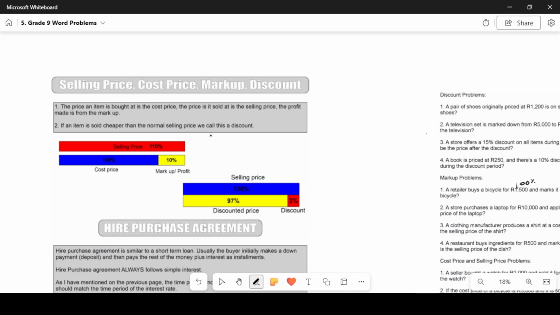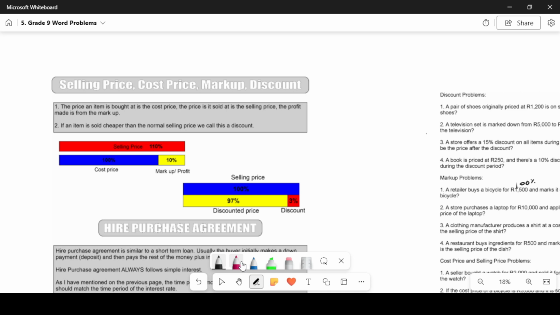Now you have 110% here. This entire block must be broken up into how many parts? Into 110 parts, isn't it? And all must be the same size. It's the same as saying break this block up into 100 parts and break this block up into 10 parts, and you'll get the value of a single block. You take that single block and multiply it by 110 and you'll get the selling price.